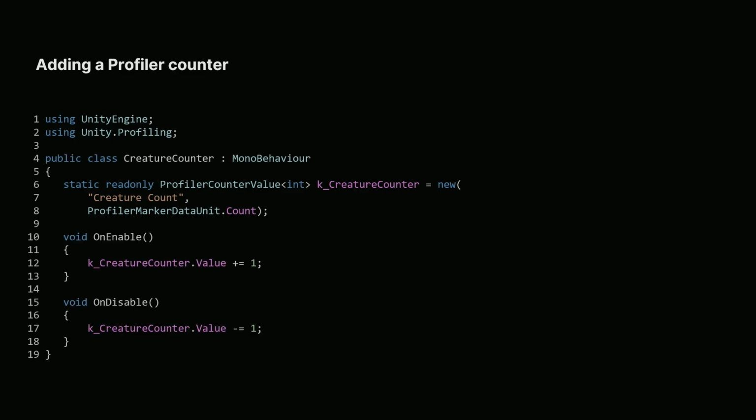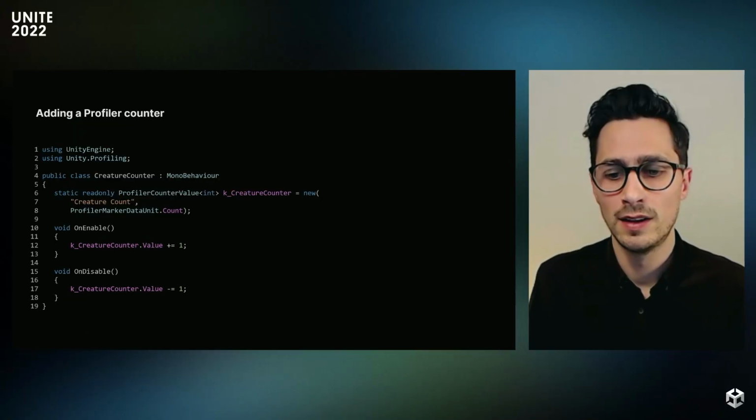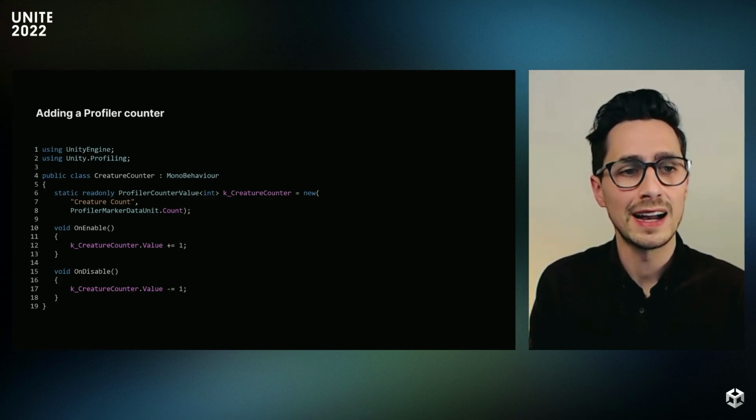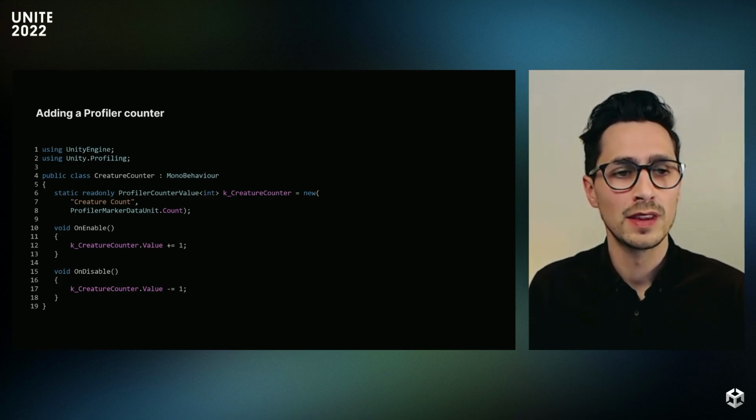Then we simply need to update our counter's value to reflect the number of active creatures at any given time. To do this, we can create a simple mono behavior that we attach to the creature prefab and use the onEnable and onDisable callbacks to increment and decrement the counter's value accordingly. So we now have a profiler counter tracking the number of active creatures in our scene.